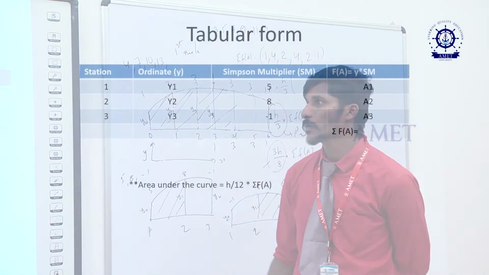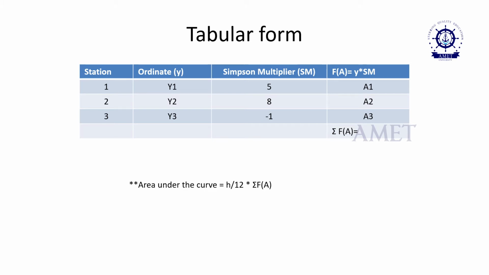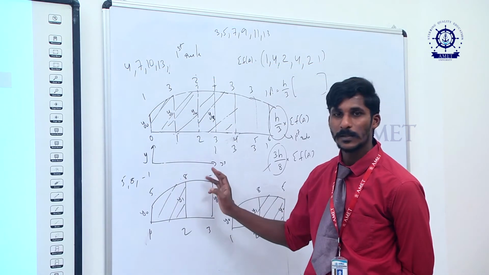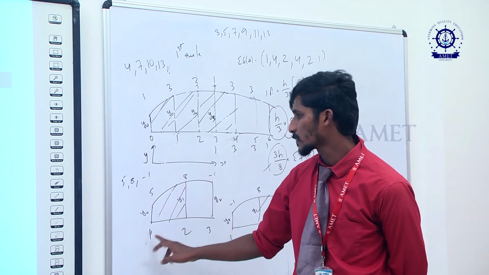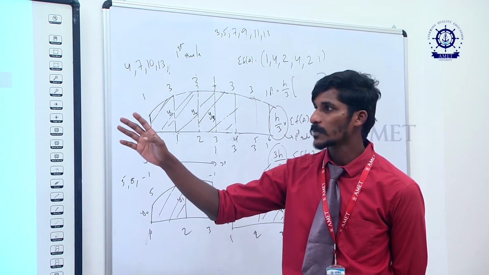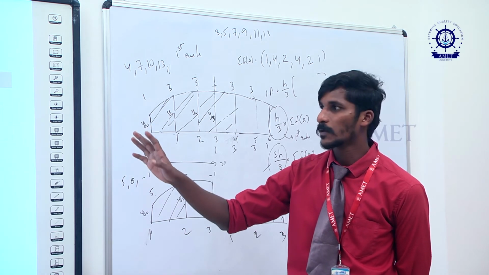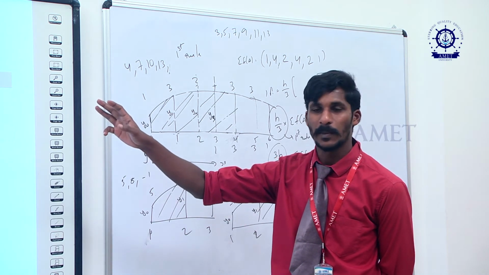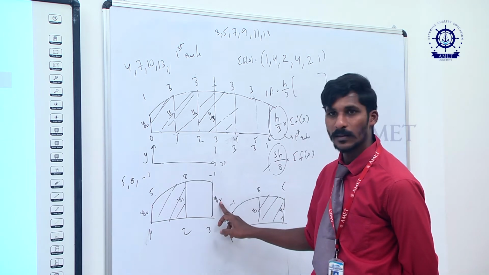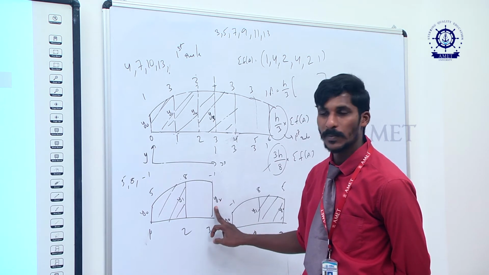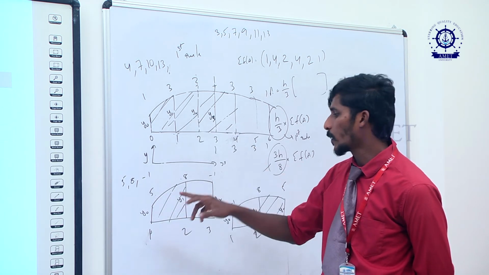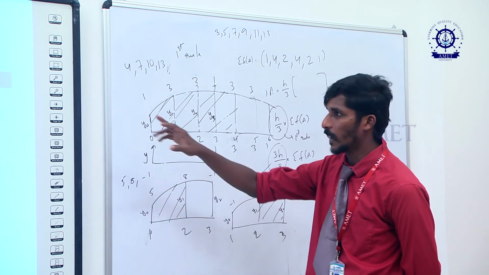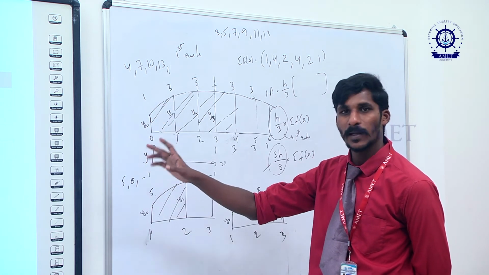So when you see this Simpson's third rule, I told you that to find the area between 2 ordinates, we apply it by using 3 ordinates. So we'll take the stations, then the ordinates y1, y2, y3, I mean each individual value at the station. Then you will apply the Simpson value. So if I want to neglect this station, then I'll put the minus 1 here, and the 5, 8, minus 1. The sequence should be correct, 5, 8, minus 1. When you multiply the ordinate with the multiplier, you get the area, and adding all the areas, you get the function of area.